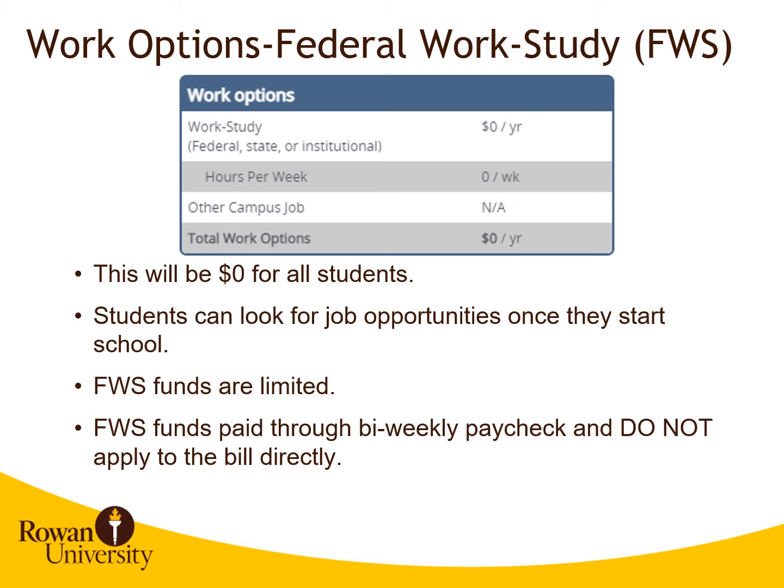The first area for options for paying for school on your college financing plan is going to show work options. We call this a federal work study program. This amount is going to be zero for all students. The reason for that is because students need to find a position on campus in order to be eligible for this type of funding. The funds are also limited. The last reason why we don't typically include this on our letters at this point is because it does not get applied towards your bill.